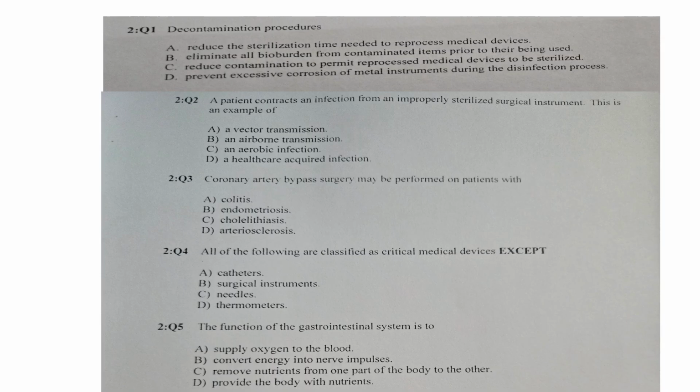All right. Question 5. The function of the gastrointestinal system is to A, supply oxygen to the blood, B, convert energy into nerve impulses, C, remove nutrients from one part of the body to the other, or D, provide the body with nutrients? The correct answer is D. The function of the gastrointestinal system is to provide the body with nutrients.